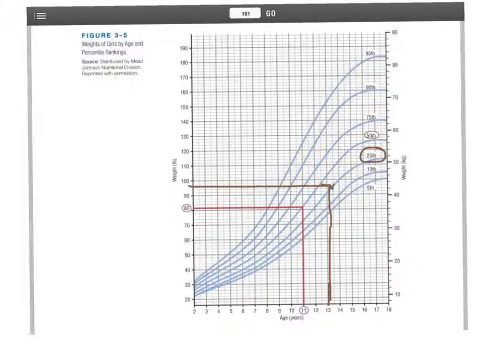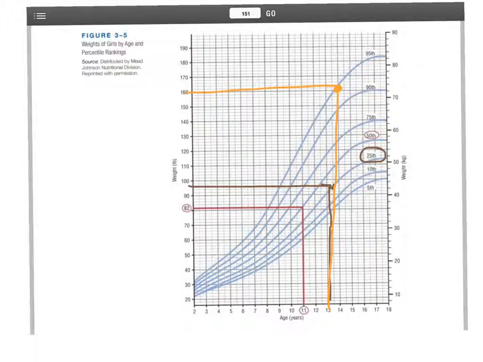In order for me to be in the 95th percentile at the age of 13, I would need to be 160 pounds. So that would give us the 95th percentile. That means I would be bigger than 95% of the people at that age group. So you can see this is a real thing, and you could check out what percentile you're in. This is what they use at the pediatricians, and this is how they track people.